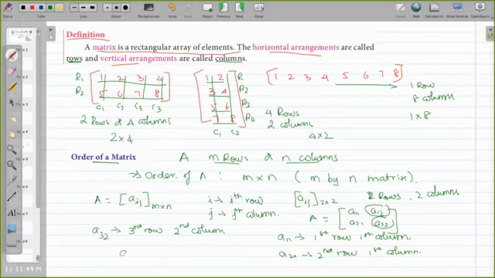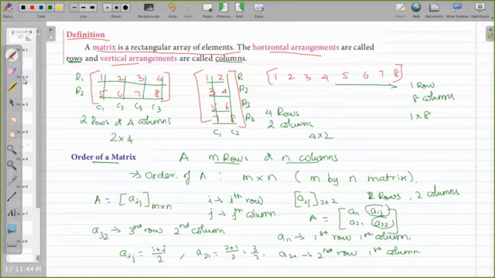If, for example, Aij is given as (i plus j) by 2, can you say what A21 is? It is (2 plus 1) by 2, which is 3 by 2. So they will ask you to represent the matrix by giving Aij equal to (i plus j) by 2, then find the matrix of order 3 by 2 or 2 by 3. Like that they can ask.